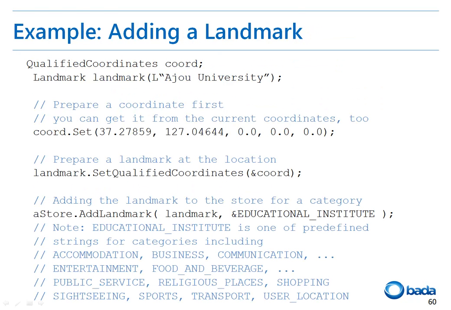Now, I'll show you the procedures to add a new landmark to the landmark store. A landmark instance called Aju University is created, and coordinates are specified for the qualified coordinate item. These coordinates are set to the landmark. Then you can add a landmark using the Add Landmark function of Landmark Store. The last parameter is the landmark type. You can specify the type as a predefined string, such as educational_institute, accommodation, business, communication, and so on.